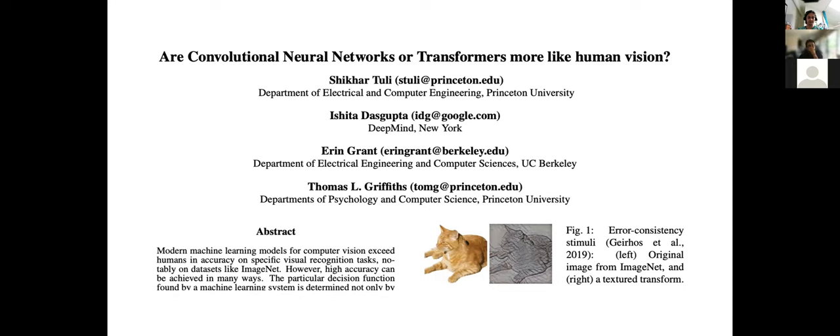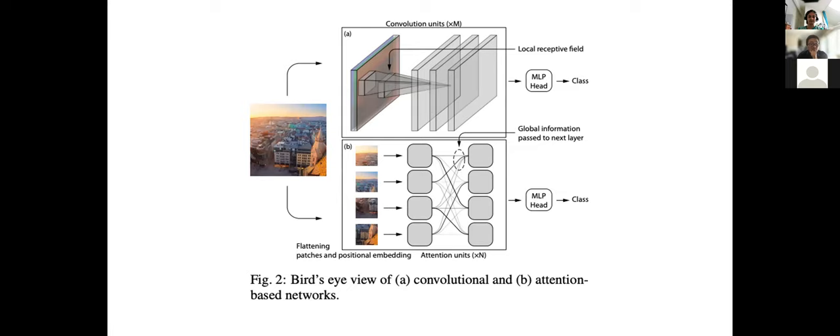And recently another paper came out. They compare the texture versus shape bias in CNNs and transformers, asking which of the CNN or transformer is more similar to human vision. This is the CNN and this is the vision transformer. And so this is the results from the paper.